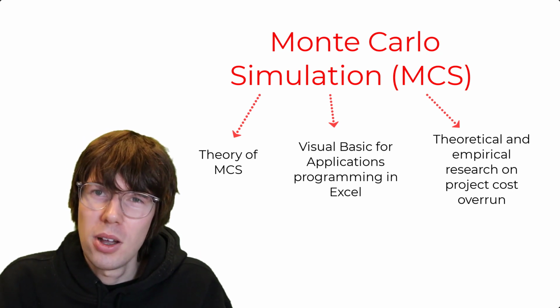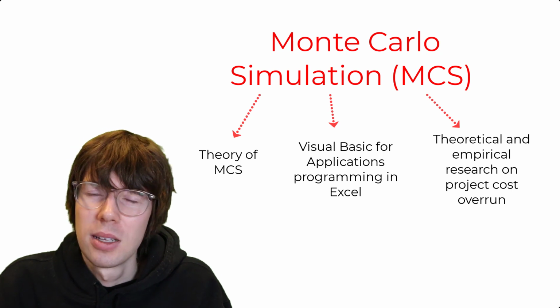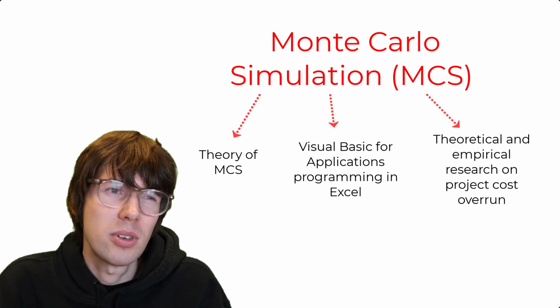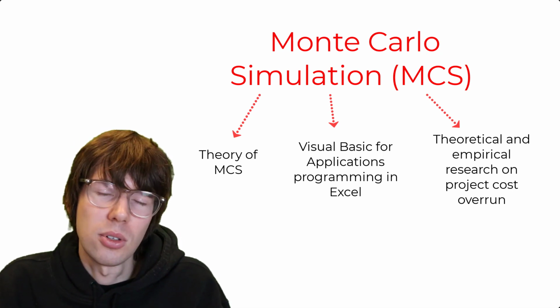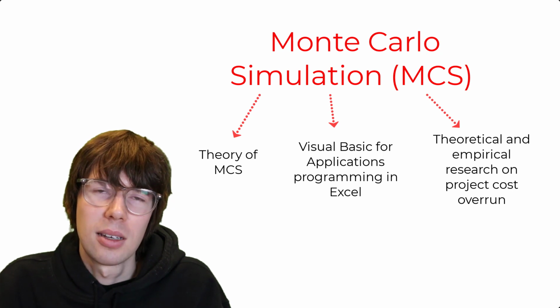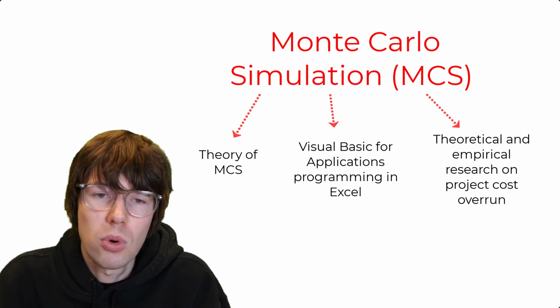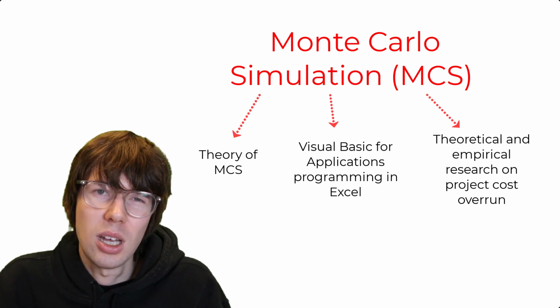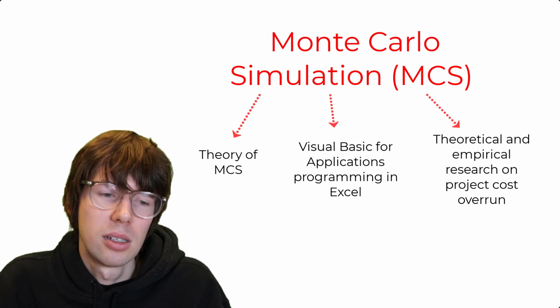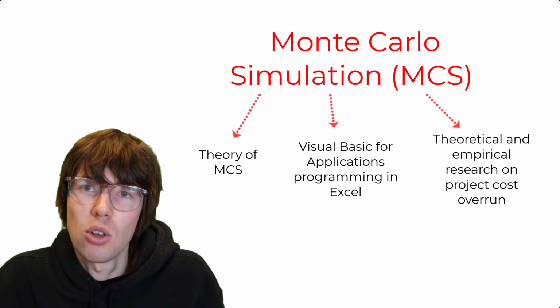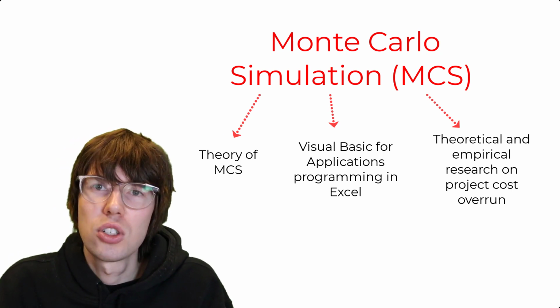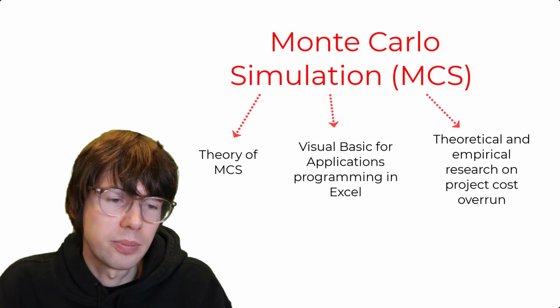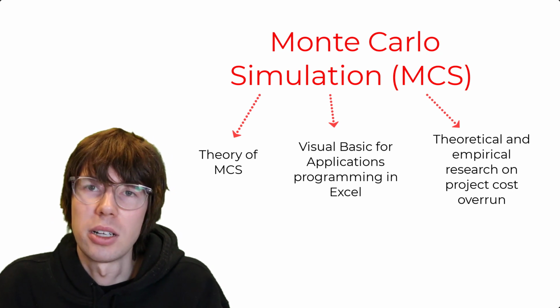So the third and final component of teaching Monte Carlo simulation here is to give some subject matter expertise on the phenomenon that you want to simulate. Of course, you need to know how Monte Carlo simulation works, you need to be able to program to implement it, but you need to know something about the underlying phenomenon that you want to simulate, obviously. That is going to be cost overruns, which is a measure of how wrong we are regarding our cost estimates.